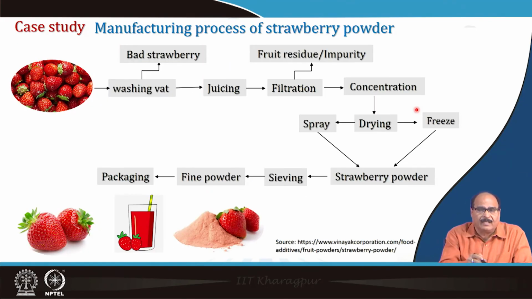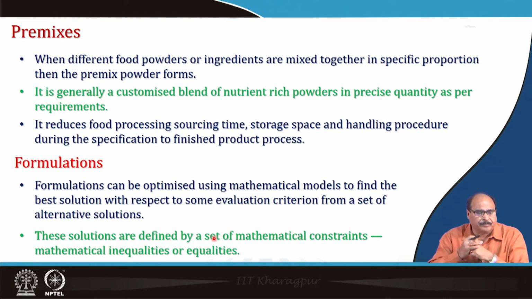Okay. Here is a case study. It shows the manufacture of strawberry powder: the crushing, washing, etc., and then unwanted and bad quality material is removed, juice is prepared, and the juice is concentrated. It is either spray dried or freeze dried, and the final powder or freeze dried powder is prepared and packaged suitably.